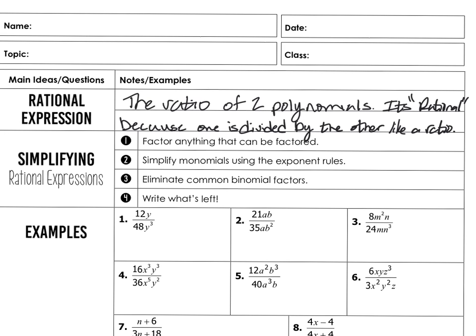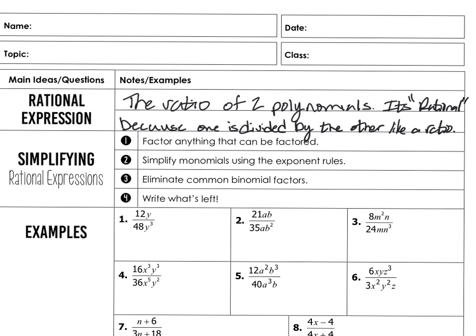In order to simplify them, we have 4 simple steps. The first thing is factor. I know that we factored before, and we're going to do it again. So factor anything that can be factored, anything. 2, simplify the monomial using the exponent rules. 3, eliminate any common binomial factors. And 4, write what's left.